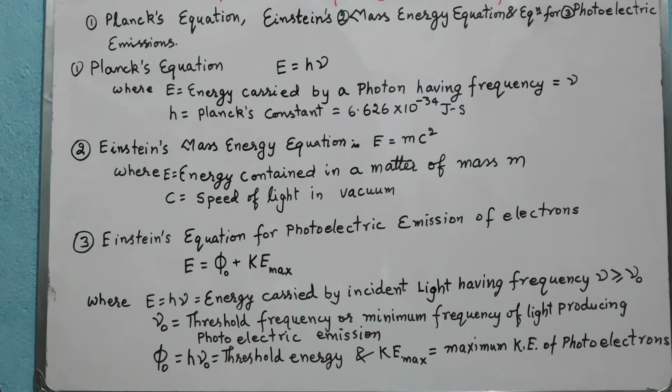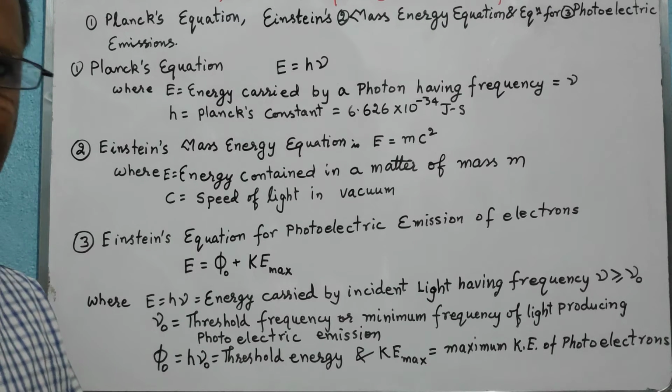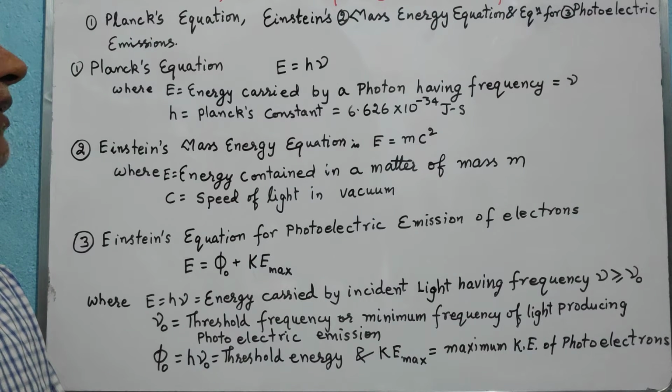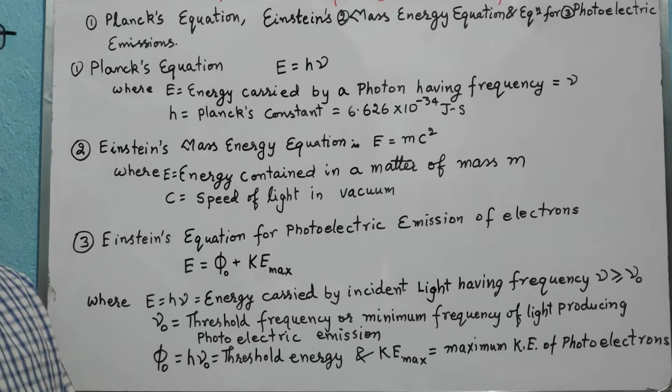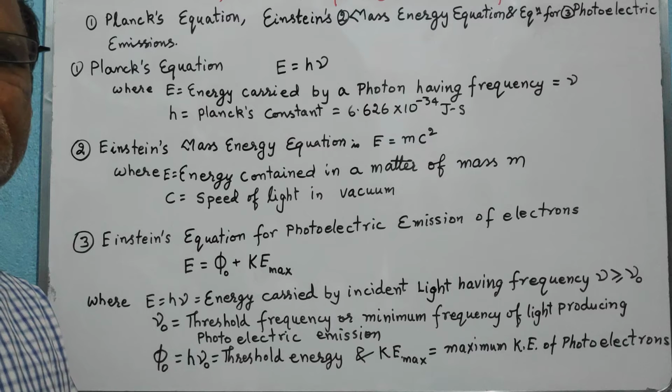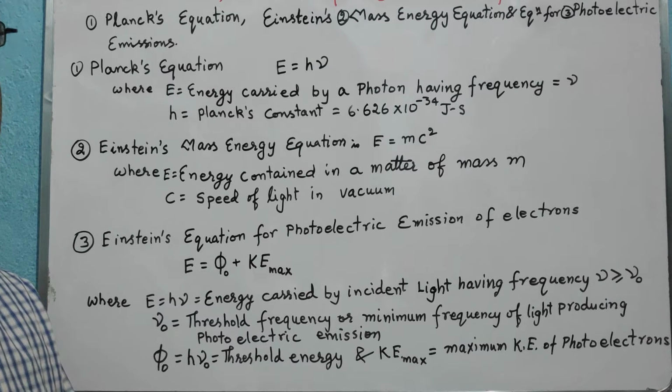About this Planck's equation, I believe that you must have gone through this equation. Still, I want to recall it because we shall be using it in the coming topics of this chapter. Well, E is equal to h nu. E represents the total energy carried by a radiation having frequency nu, and h is a constant known after his name, Planck's constant. Its value is 6.26 × 10⁻³⁴ joule second.